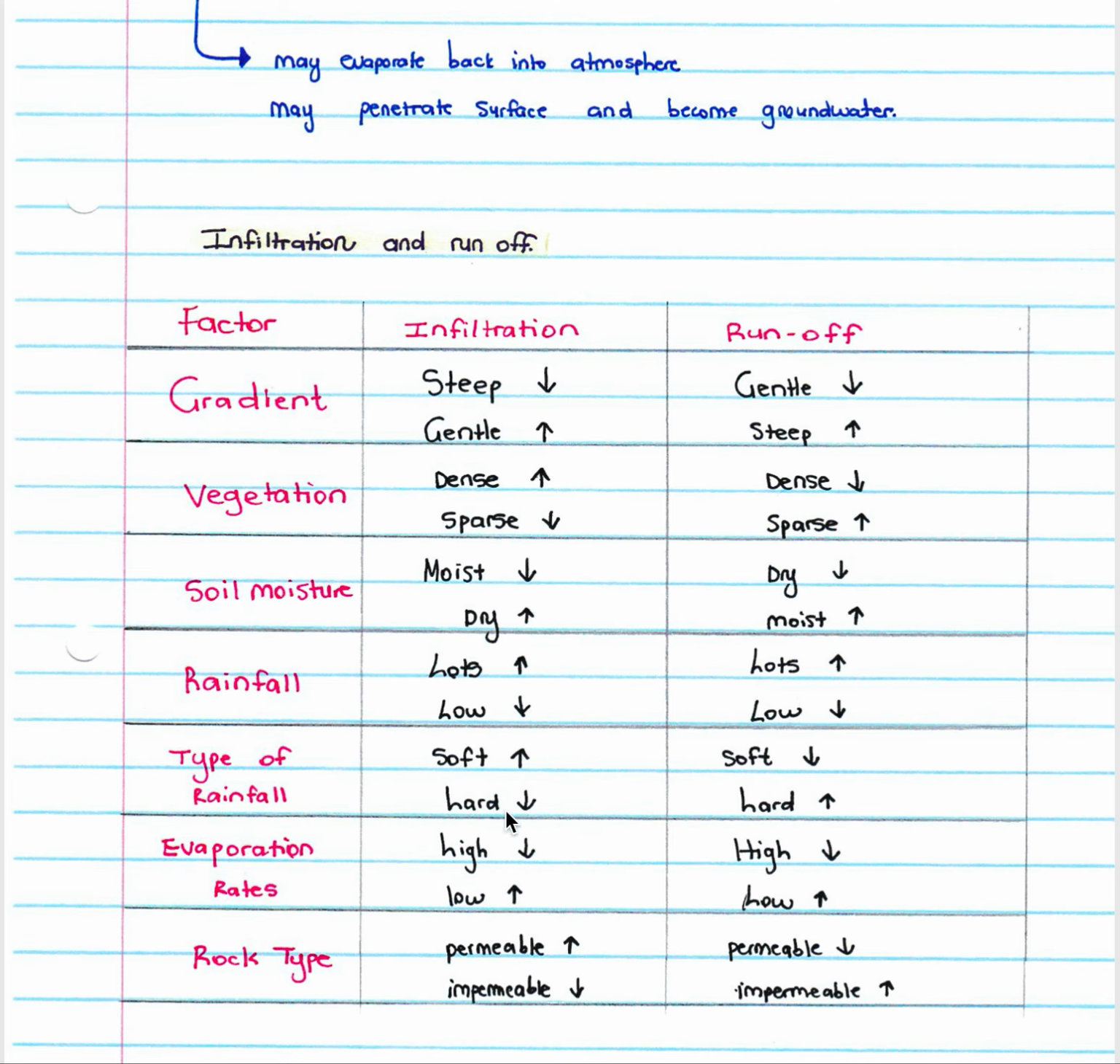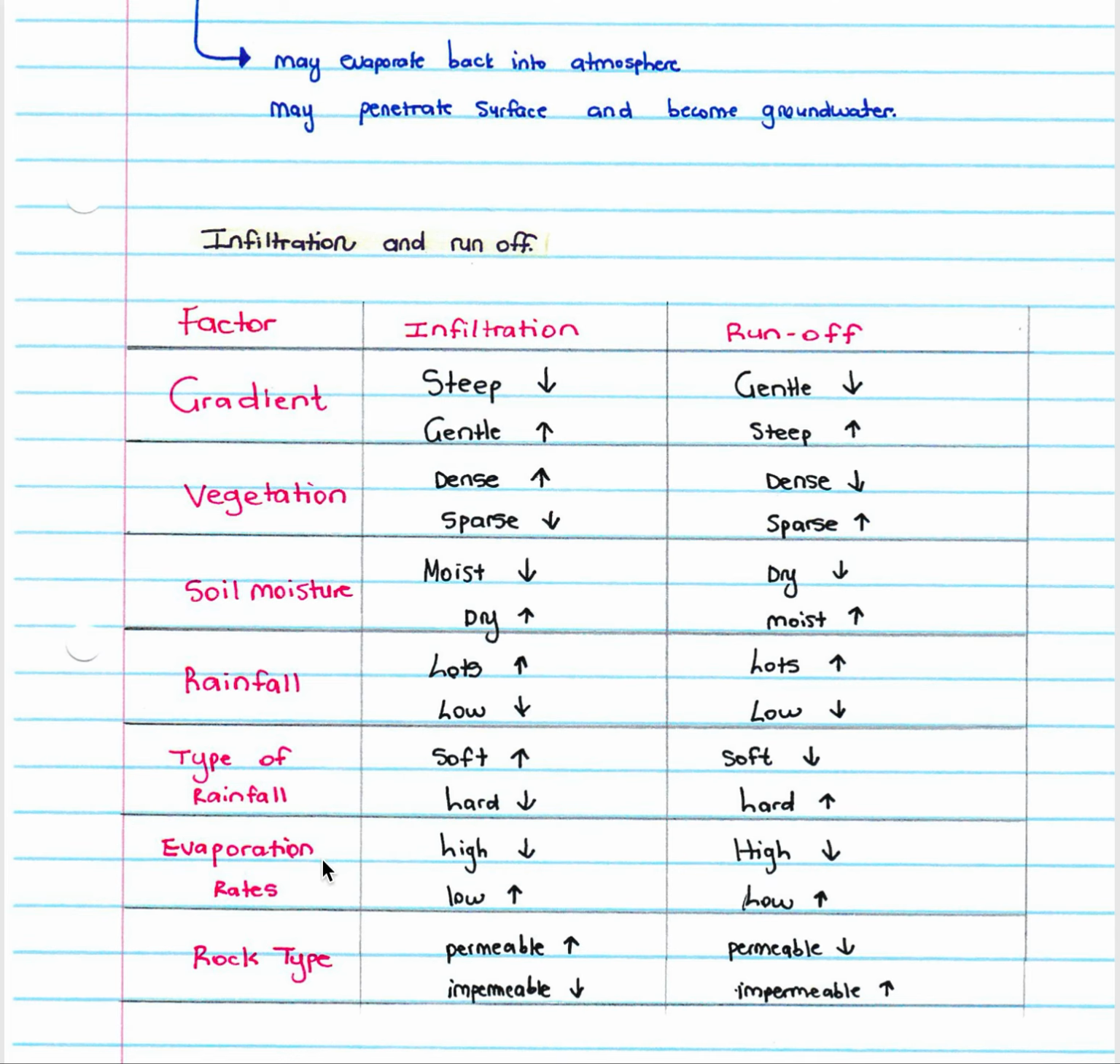Type of rainfall: if we have soft and soaking rain, we have more infiltration. If we have a hard thunderstorm or a cyclone, hard rain, then we will have less infiltration as there are higher volumes of water and therefore more runoff. As you can see here, hard rain will give us more runoff. Soft rain will soak into the ground and give less runoff.